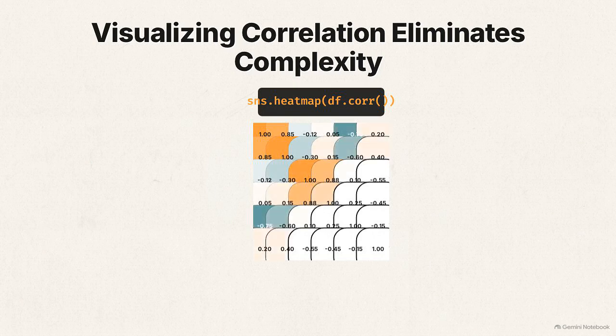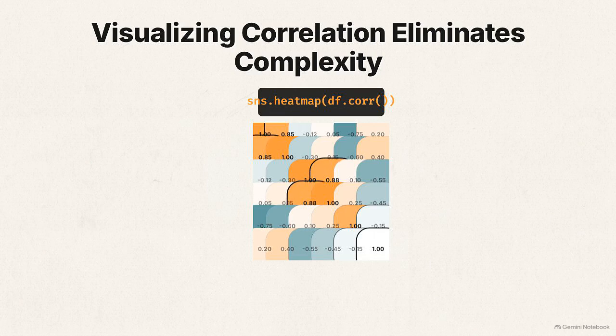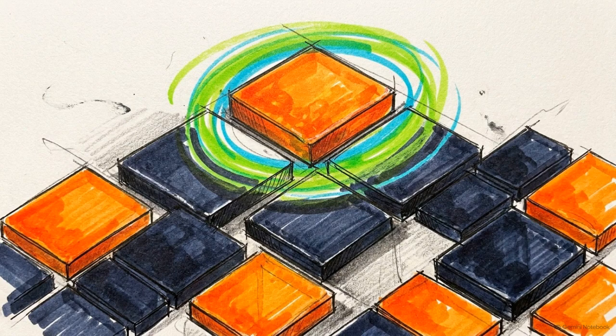Passing this matrix into sns.heatmap instantly transforms the math into an intuitive visual format. High correlation values translate directly into bright, distinct colors. Heat maps allow researchers to flag strong predictive relationships or identify redundant variables with a single glance.